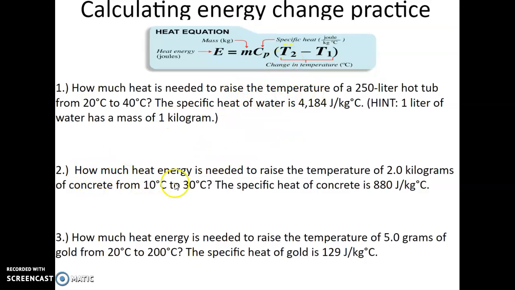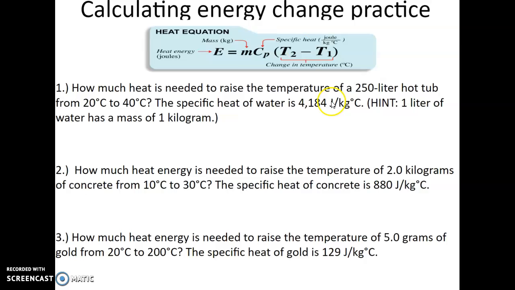Problem number 2 says how much energy is needed to raise the temperature of 2 kilograms of concrete from 10 degrees Celsius to 30 degrees Celsius, and then they give you the specific heat of concrete is 880 joules per kilogram degree Celsius. Again, you would pause the video now so that you could go ahead and try plugging in the variables into your formula and solving.